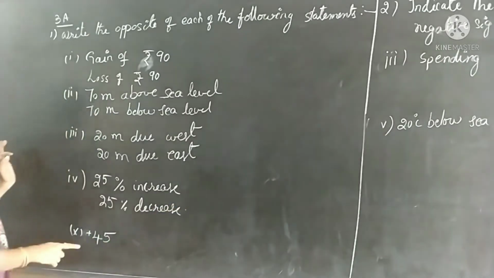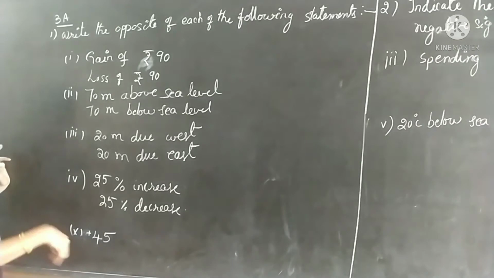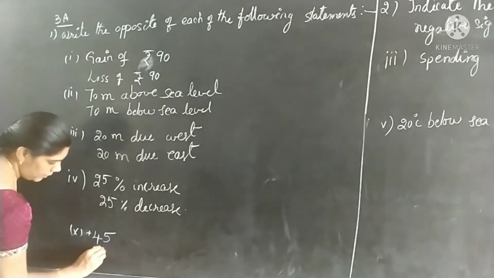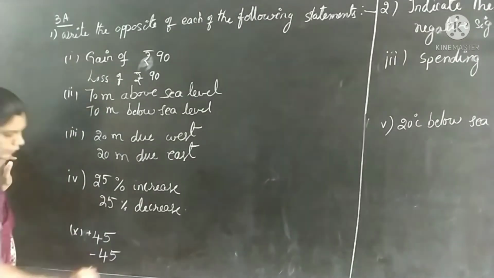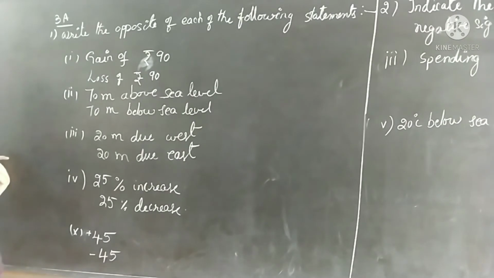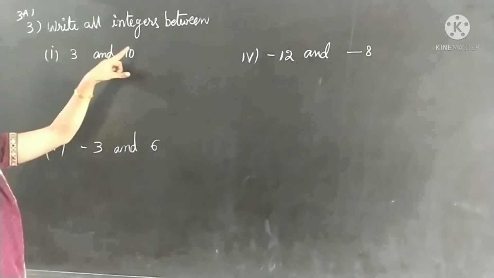Now see the next one, plus 45. Here they have given only a number. So what is the opposite of this one? Minus 45. You understood this one? Good.